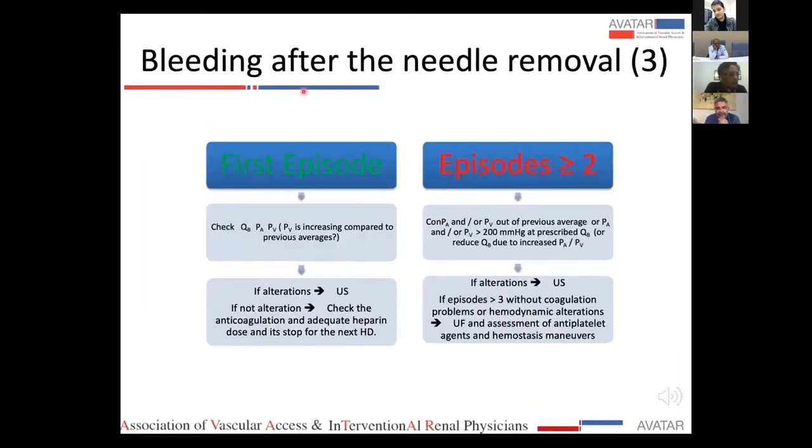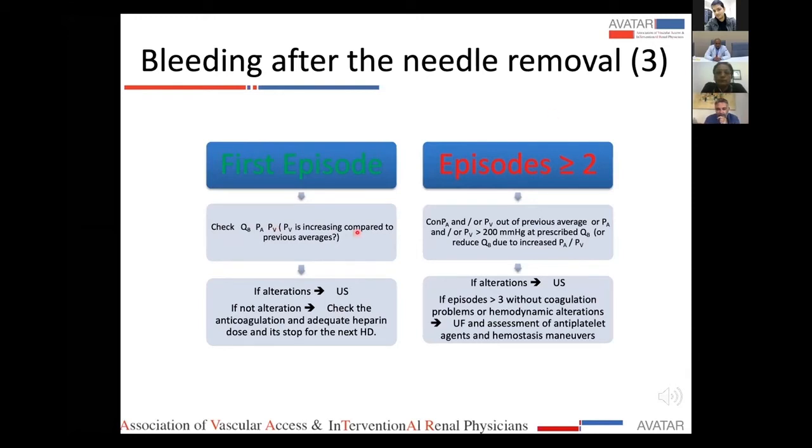In case of bleeding after the needle removal, if we have only one episode of bleeding, we have to check the blood flow and the pressure. If there is no alteration, we have to think about some problem with the anticoagulation of the patient. Otherwise, if we have some alteration, we have to perform the US examination, because we can have a problem in the vascular access that can determine an increase in the pressure and consequently a bleeding.